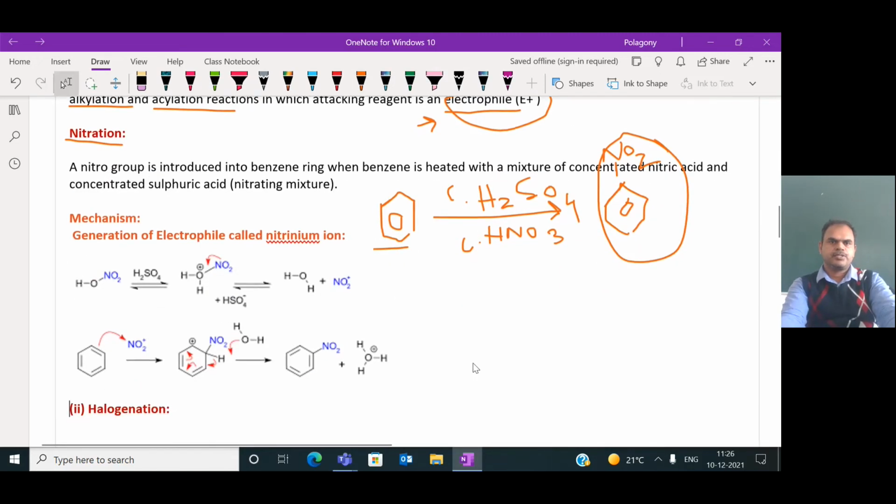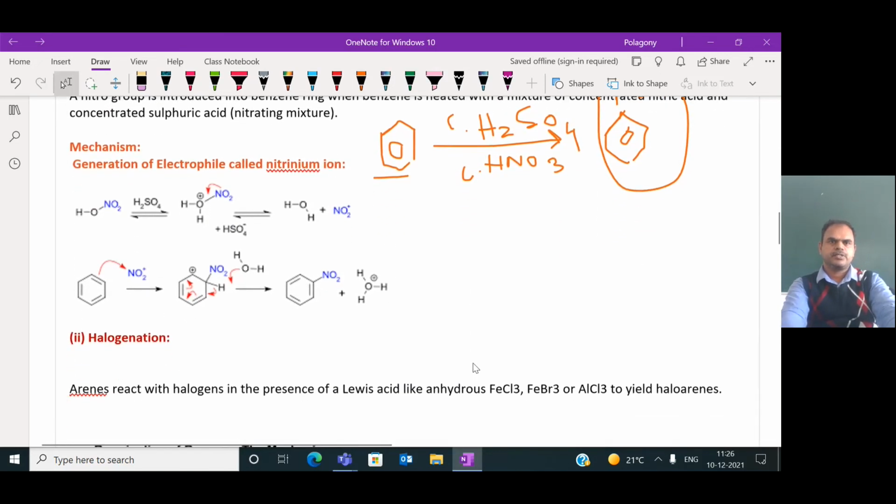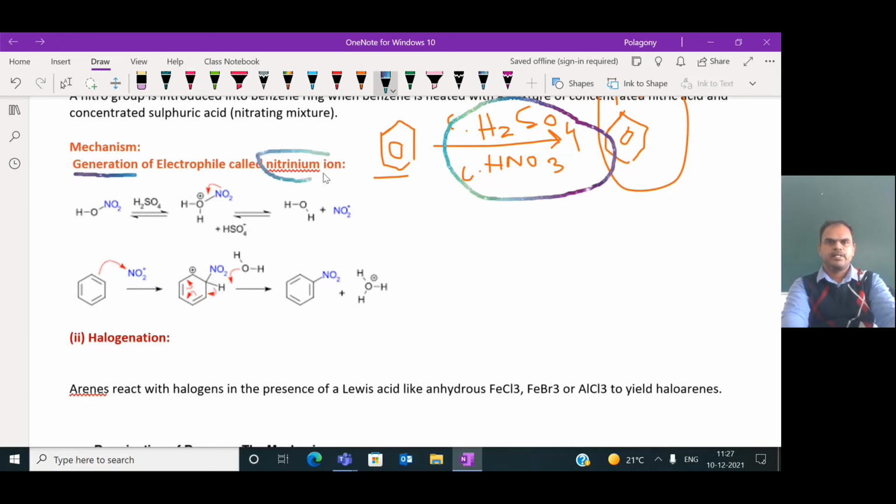In the mechanism of this nitration process, the first step involves the generation of the electrophile. What is the electrophile in this reaction mixture? When sulfuric acid and HNO3 react together, which electrophile is generated? Let us look. In the mechanism, the first step is the generation of the electrophile. So the nitronium ion is generated. Nitronium ion, so look at this nitric acid structure.